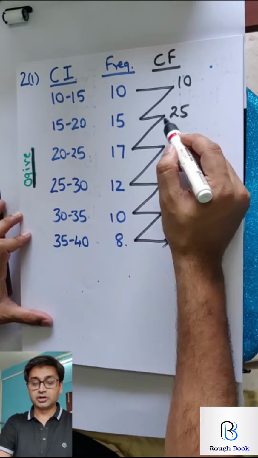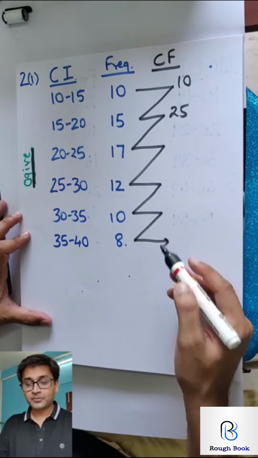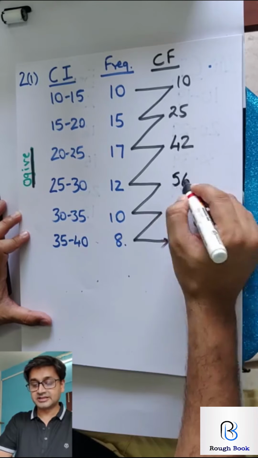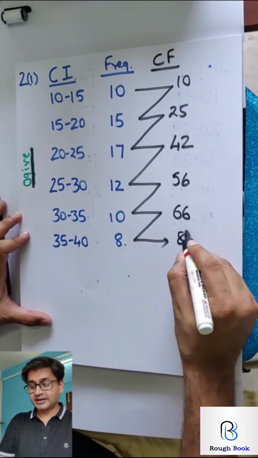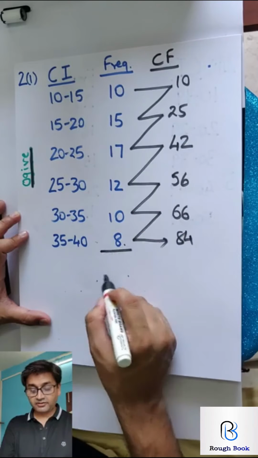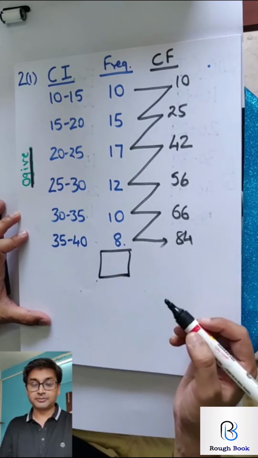Okay, so let's work this out. 25 plus 17, anybody? 42, is it? 42 plus 12, 56, 66 and 84. How will I know if my values are correct? Just add the frequencies. If the answer comes as 84, that means you are alright.